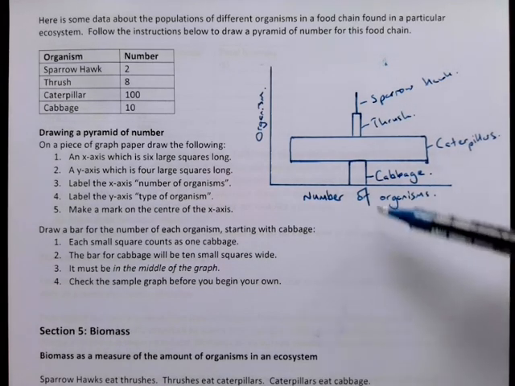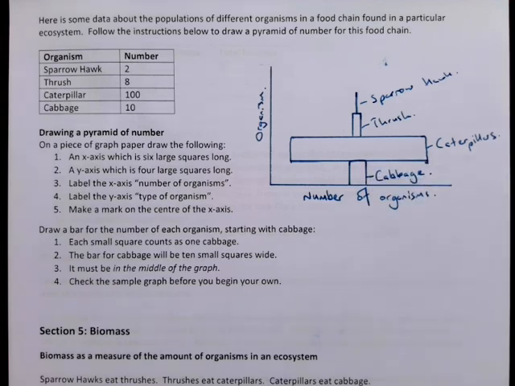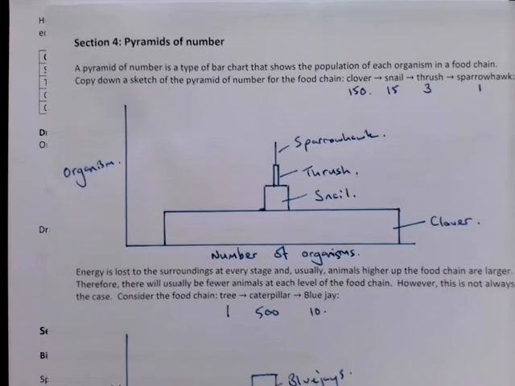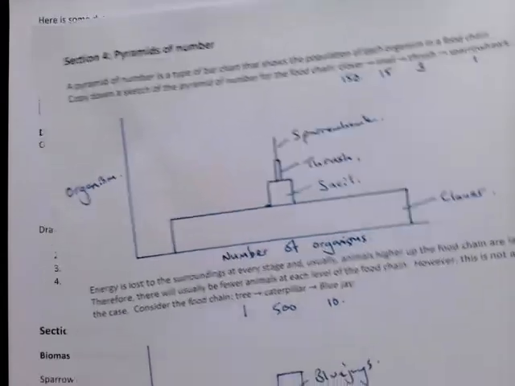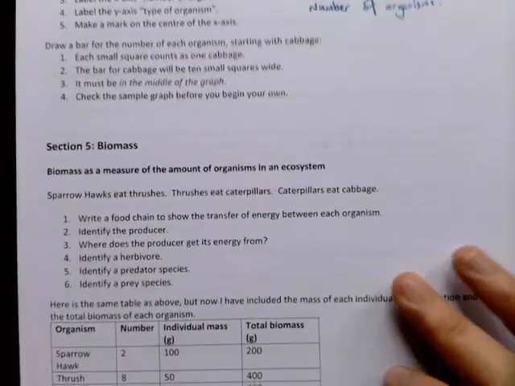So that tells you the number of organisms at each level. And remember, even though most of the time it's going to look like a pyramid, like this, you do get all these weird different shapes as well. Okay, now in today's lesson we're going to move on and we're going to talk about something called biomass.